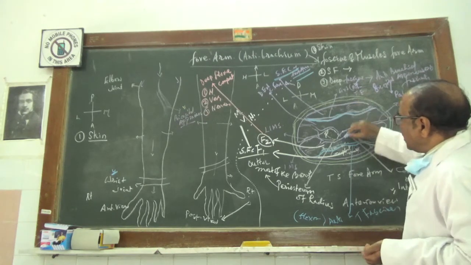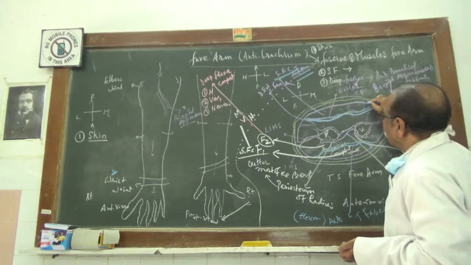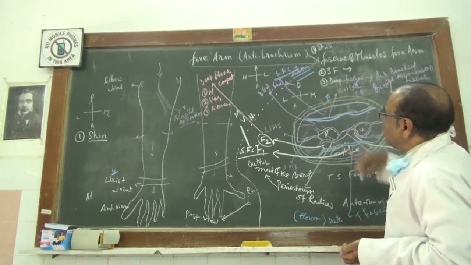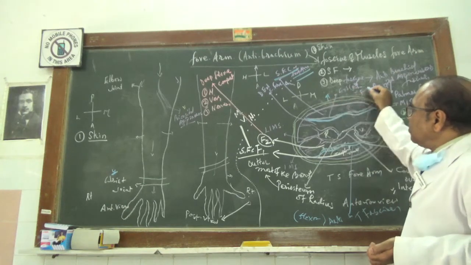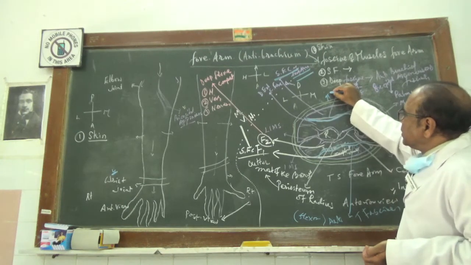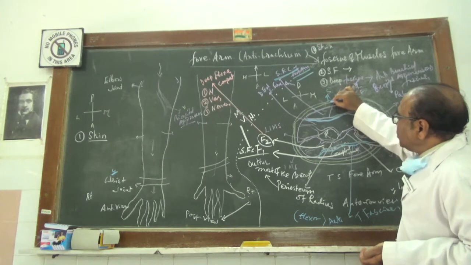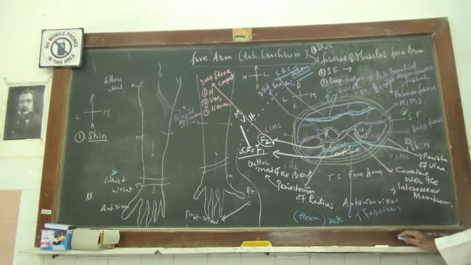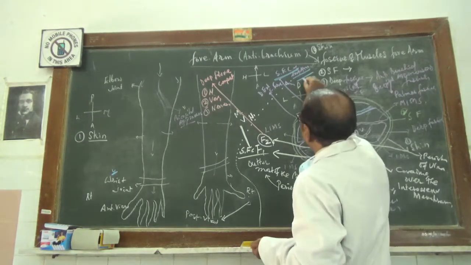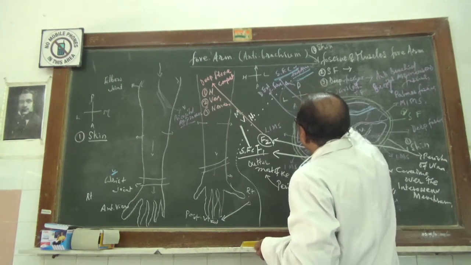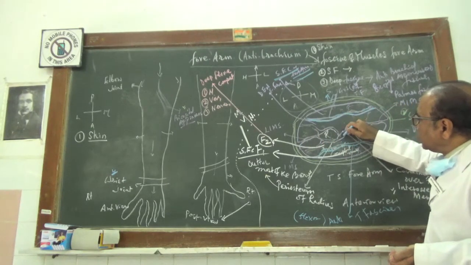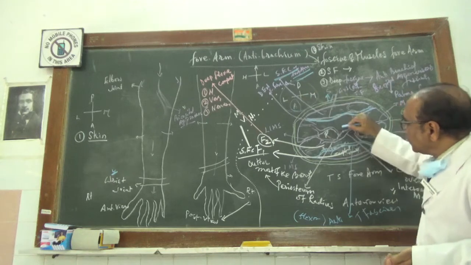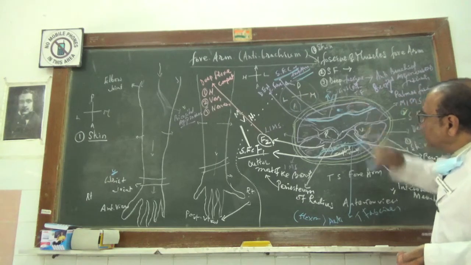So this will be there like this, superficial. But this superficial compartment, superficially or posteriorly, is completely covered by skin, superficial fascia and the deep fascia of the forearm. So I am talking in respect to this. It is posterior here, or you can take it as front, whatever. So I am explaining this.